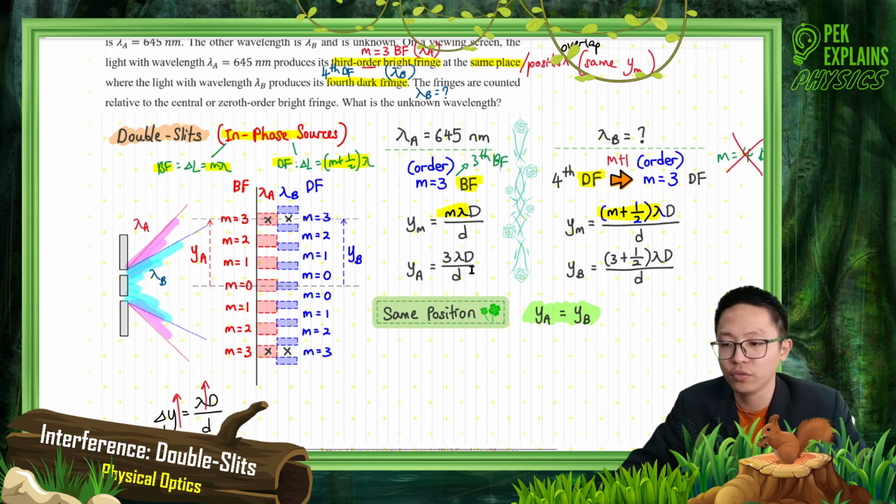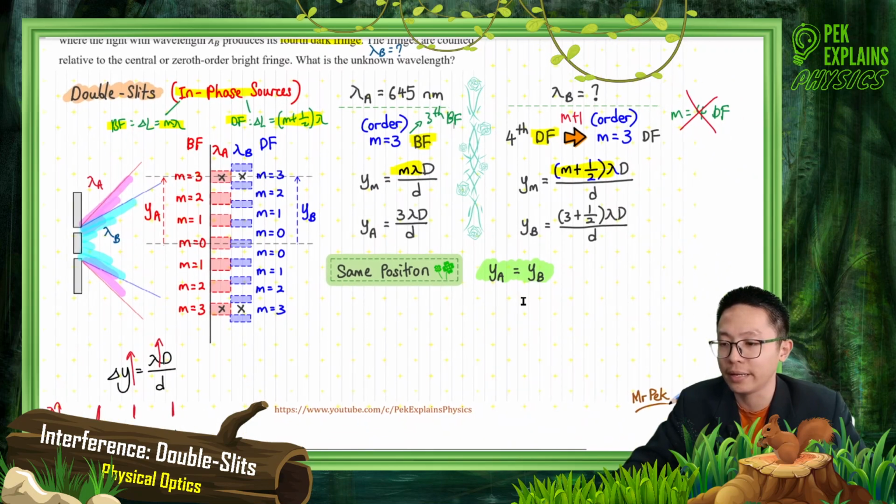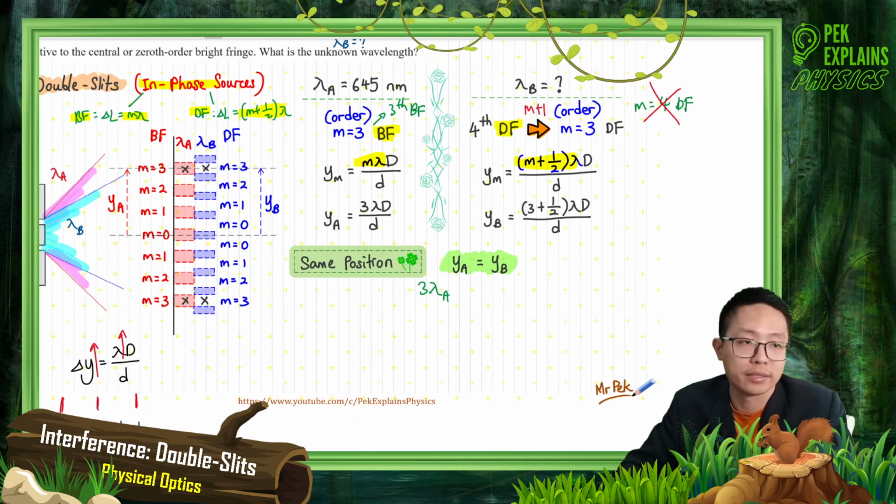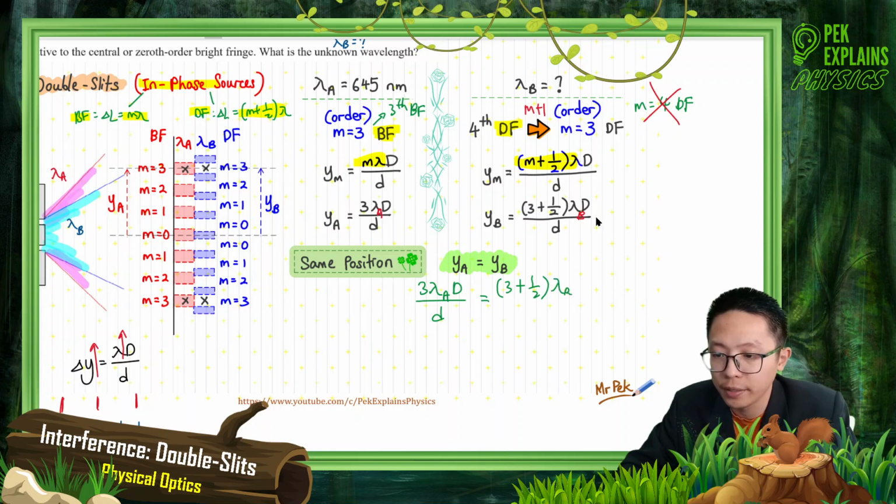So I can say these two formula, I just equal them. I just equal them again, and then I can get the answer. Alright? So y 3 lambda. This one use lambda A. YA is lambda A. In fact, you can see this one is lambda A. This one is lambda B. This one is A. This one is B. So now just substitute over D and then equal to this one 3 plus half this one lambda B D over D.